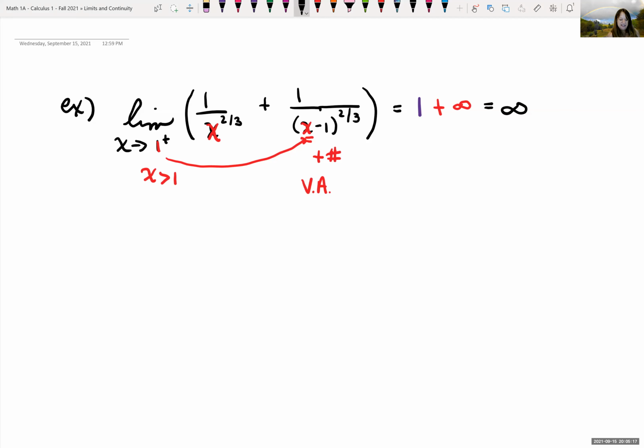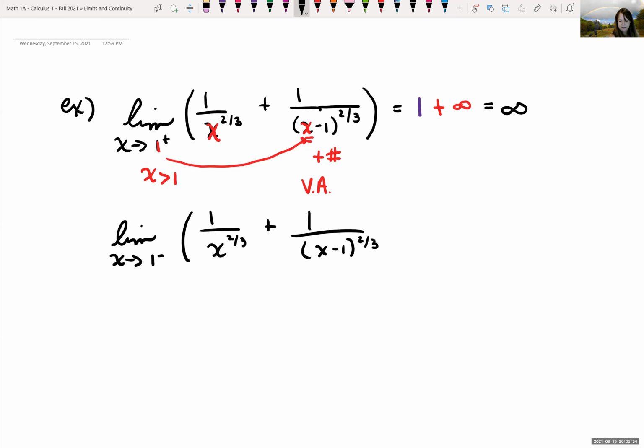So same sort of idea, I can think about it coming in on the left-hand side. So the limit as x is approaching 1 on the left of 1 over x to the 2/3 plus 1 all over x minus 1 to the 2/3. Again, if I do direct substitution, I'm okay with the first term. And when I plug in 1 for x, I'm getting back 1 plus, again, I can't just plug in 1 for x into the second fraction because that's giving me 0 in the denominator.